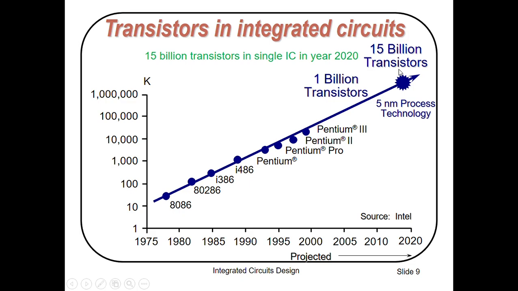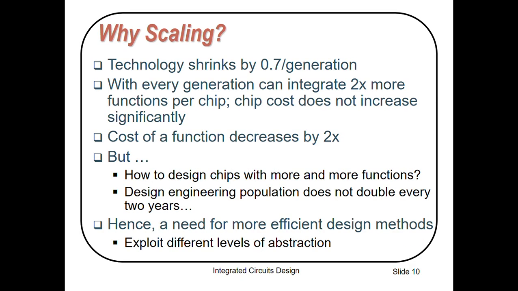So the number of transistors is continually increasing. Scaling: technology shrinks by 0.7 per generation. With every generation, we can integrate 2 times more function per chip, and chip cost does not increase significantly. Because of this scaling, we are continually integrating more and more transistors in a small silicon area.